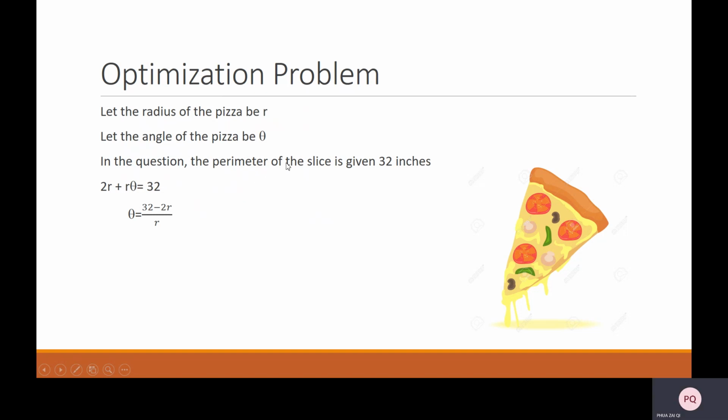The perimeter of the slice consists of two sides of the pizza and the arc length. The arc length can be calculated by using the formula r theta. So we know that 2r plus r theta will be equal to 32. Moving 2r to the other side and dividing by r, we get theta equal to (32 minus 2r) divided by r.